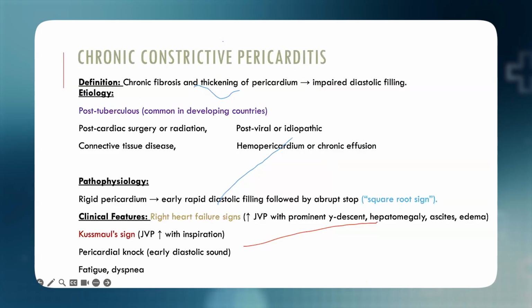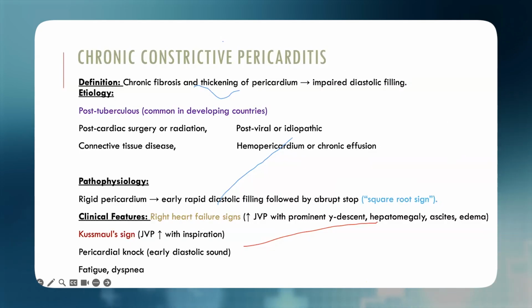Chronic constrictive pericarditis is a topic from which many MCQs can come. There is chronic fibrosis and thickening of the pericardium. So the pericardium acts like a non-stretchable bag, and there is impaired diastolic filling. So where else did we learn impaired diastolic filling? In restrictive cardiomyopathy, right? It was the same mechanism, impaired diastolic filling. But this is because of the non-stretchable, thickened fibrotic pericardium surrounding the heart.